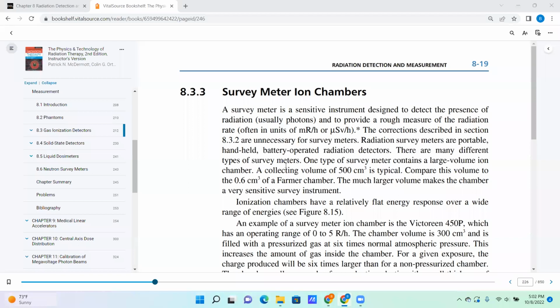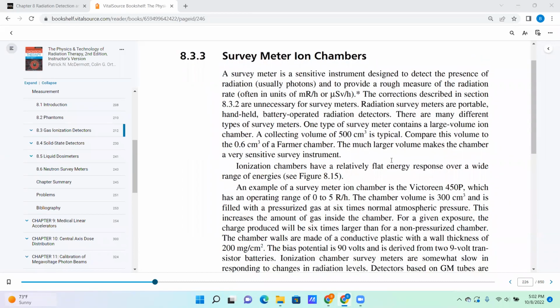So now, survey meter ion chambers. A survey meter is a sensitive instrument designed to detect the presence of radiation, usually photons, and to provide a rough measurement of the radiation rate. The corrections described in section 8.3.2, the previous section, are unnecessary for survey meters. Radiation survey meters are portable, handheld, battery-operated radiation detectors.